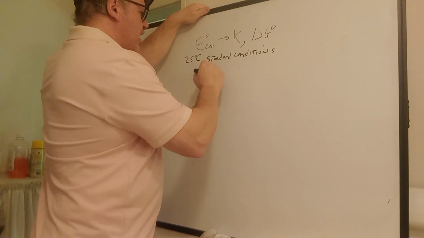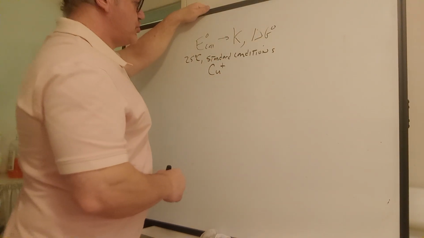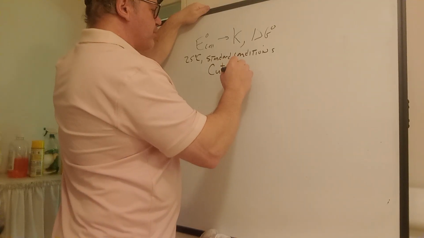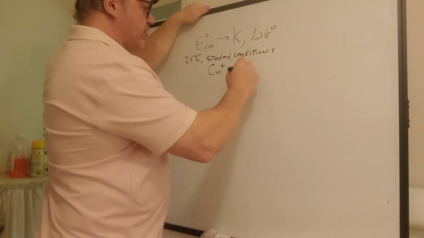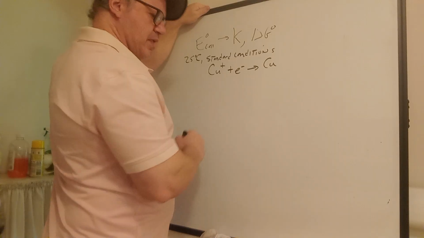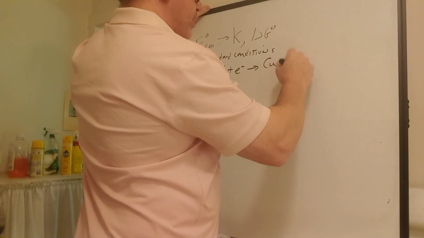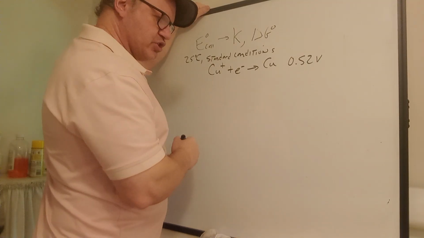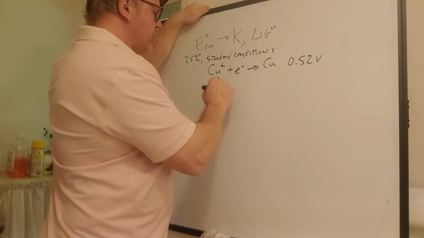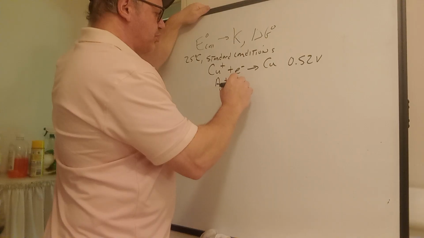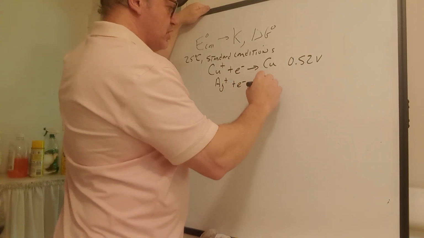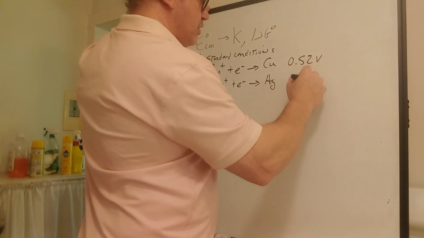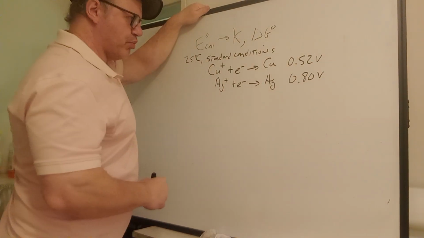So let's go to your table and find two reduction potentials. We have copper plus 1 plus 1 electron going to copper solid, and you'll see on the table it's 0.52 volts. The table's all written as reductions. And then let's look at silver plus 1 plus 1 electron being reduced to silver, which should be above it on the table, a slightly larger value, 0.80 volts.